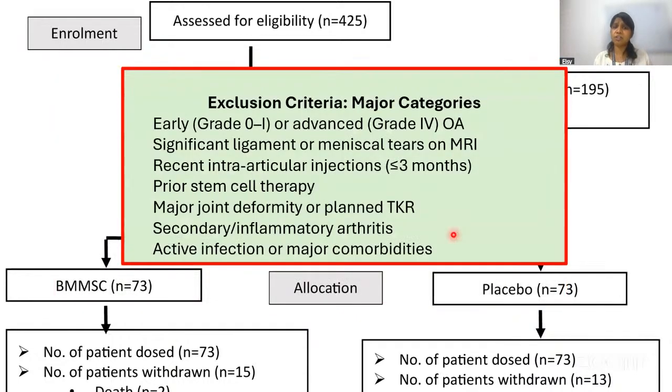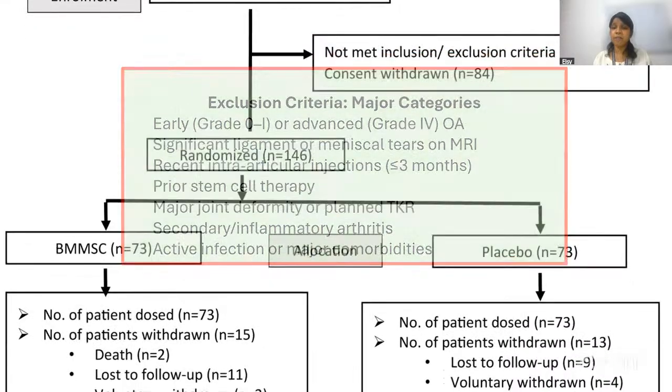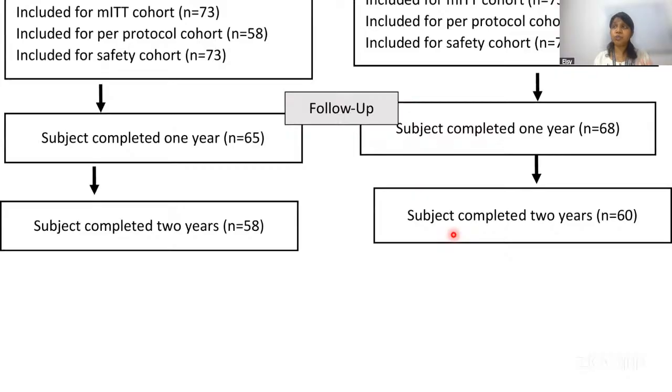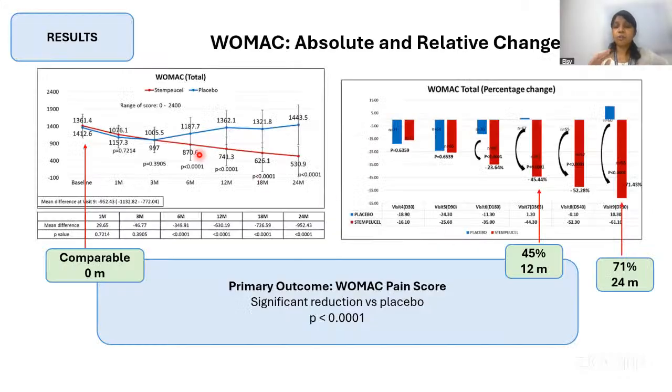They did have a huge list of exclusion criteria, and those patients should not have received stem cell therapy or should not have a malalignment and other indications. So these patients were in fact followed up for up to 2 years. And what do they show in their results? So just to give you context of the figures that are going to come up.